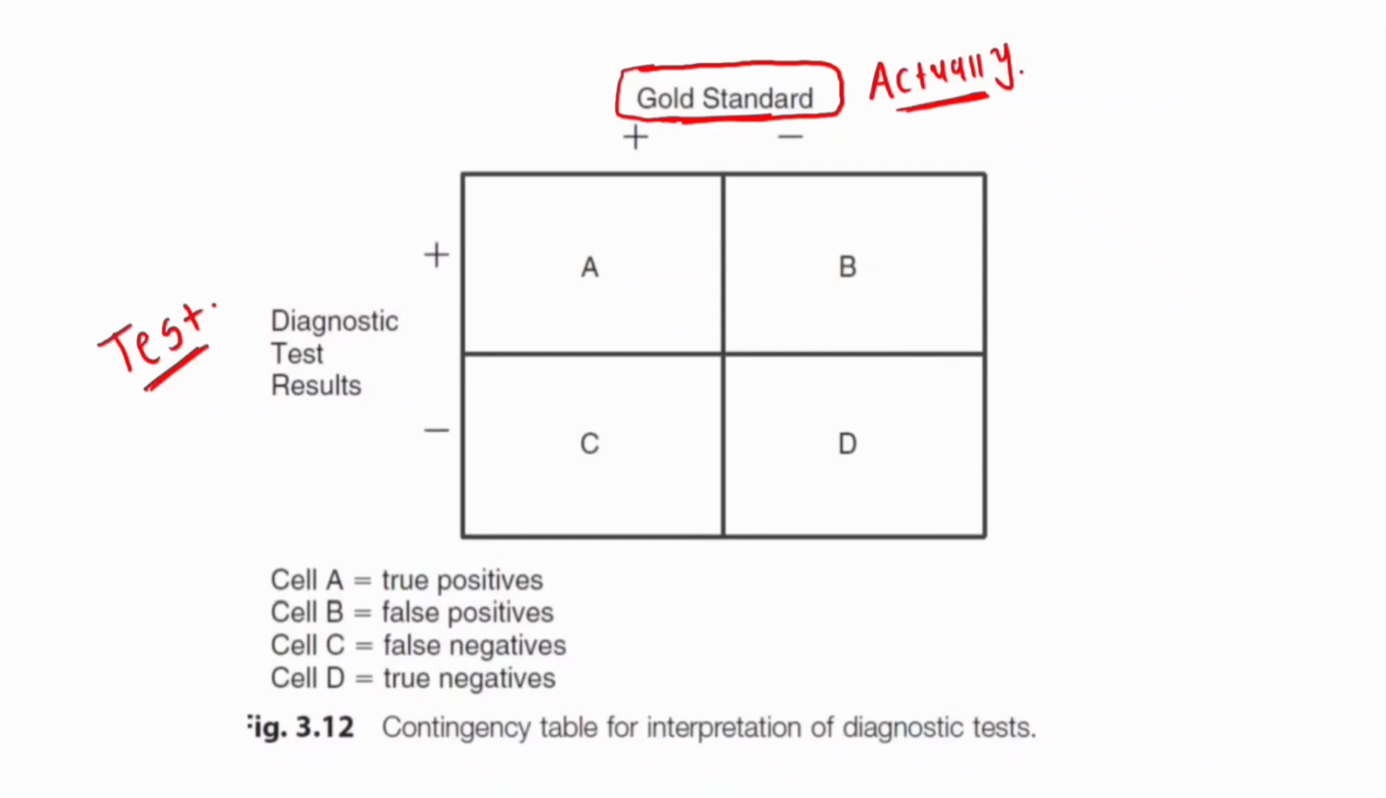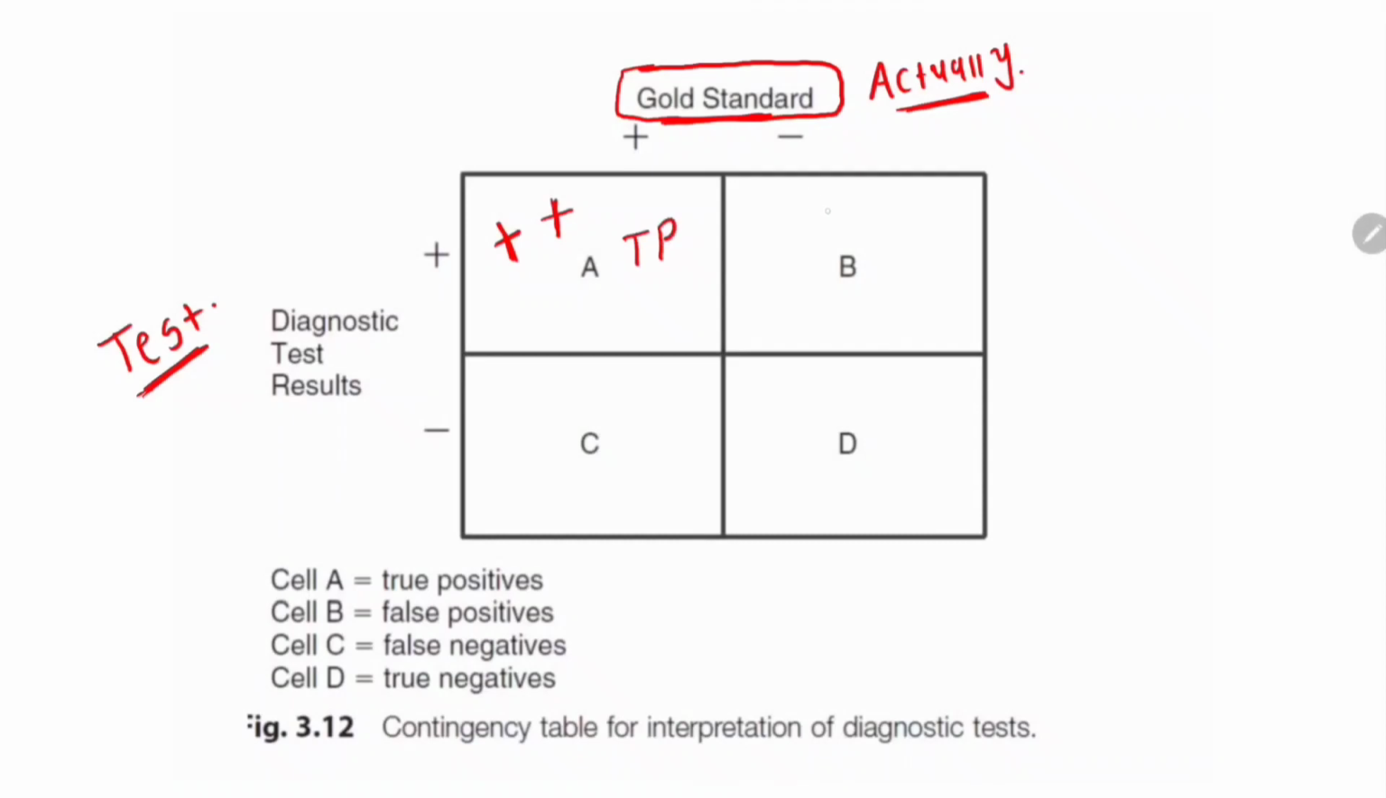Now suppose a patient visits your clinic for dental caries. If by using your gold standard method, the patient is positive for dental caries, and then you apply your diagnostic test which you want to check, and according to this test, the patient is also positive for dental caries, it means it is true positive.